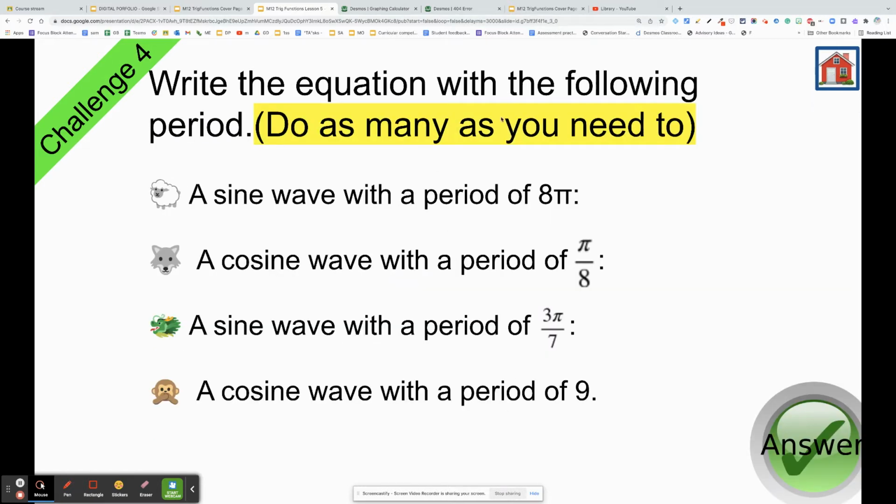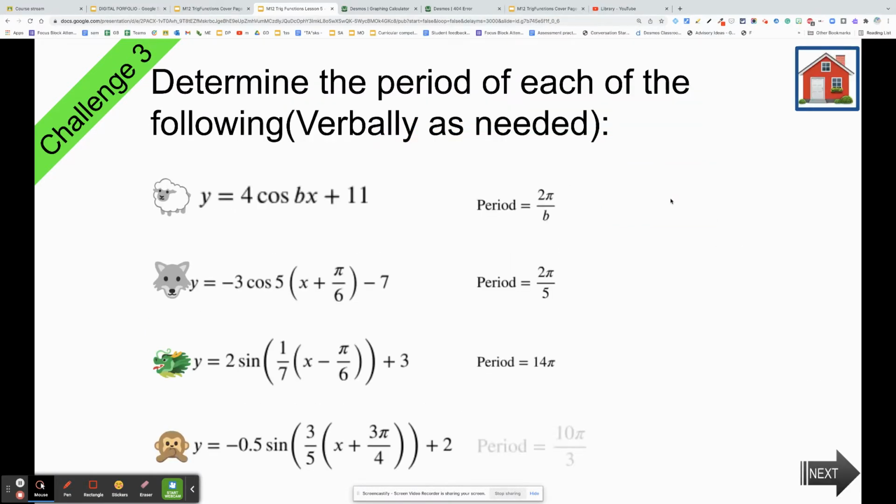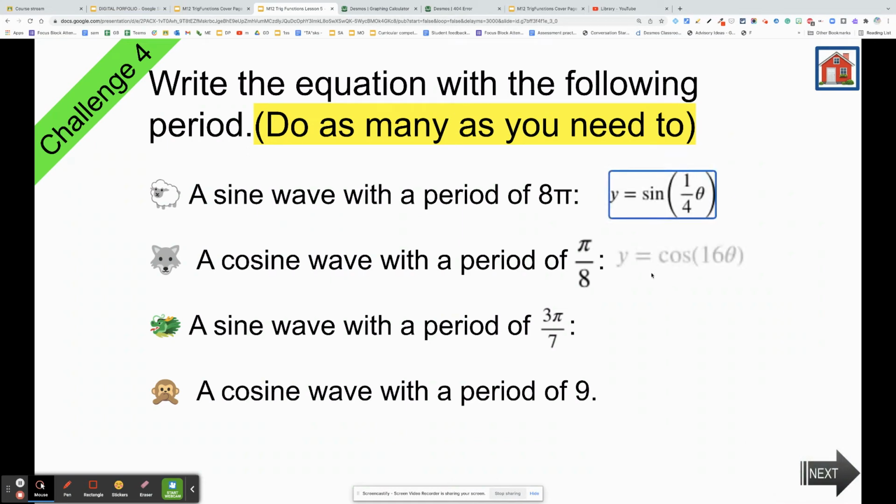Now, write the equation with the following period. Do as many of these as you need to. So a sine wave with a period of 8 pi. Okay, so this one would be sine. What you want to do here is remember our formula: 2 pi divided by b equals the period. So 8 pi must equal 2 pi over b, and just rearrange that to get the b value. Okay, so there you go.